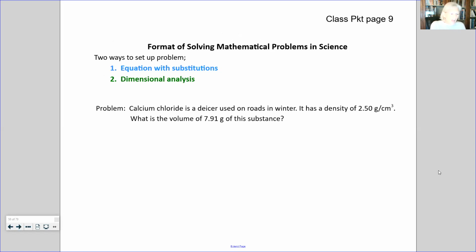On page 9 in your class packet, I'm showing you how important it is to format your answer correctly. You get more points on a test question for clearly showing me what you're doing than for the answer itself. So know that I am very emphatic about formatting dimensional analysis.